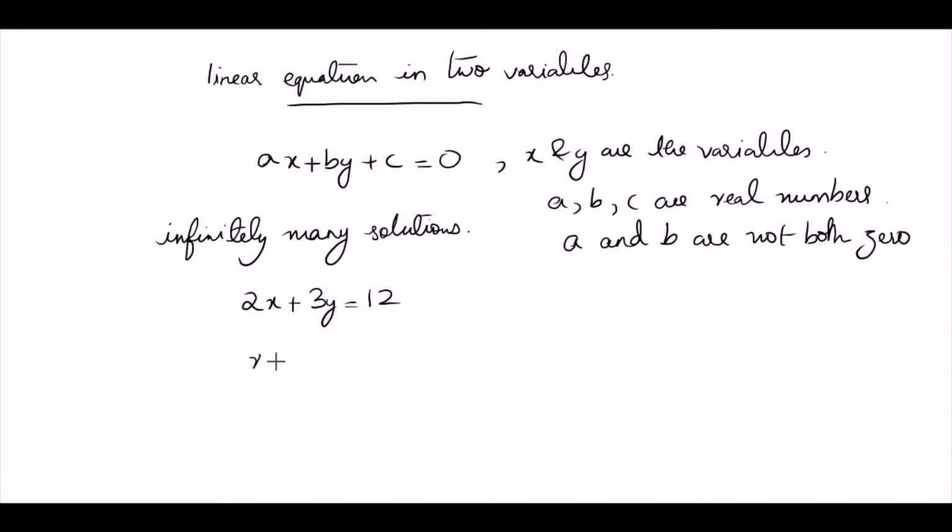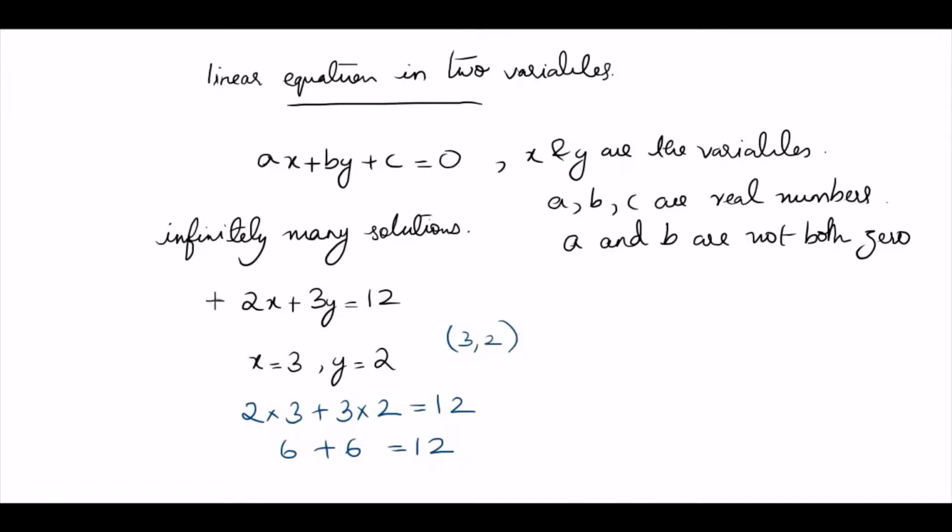So here, if you give the value of x as 3, then 2 into 3 is 6, plus 3 into 2 is 6. So y equal to 2 is a solution for this equation. That is, if you substitute x as 3, 2 into 3 plus 3 into 2 is equal to 6 plus 6 equal to 12. So you can see LHS is equal to RHS. That means x equal to 3 and y equal to 2 is a solution for this equation.